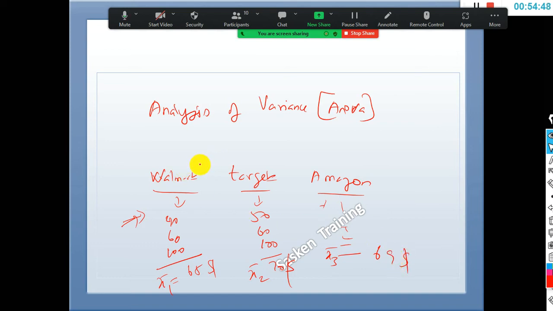Now, if I want to conduct a comparison for more than two groups, or if I want to find out whether there is any difference in the mean value of the samples for more than two groups, we need to use analysis of variance.